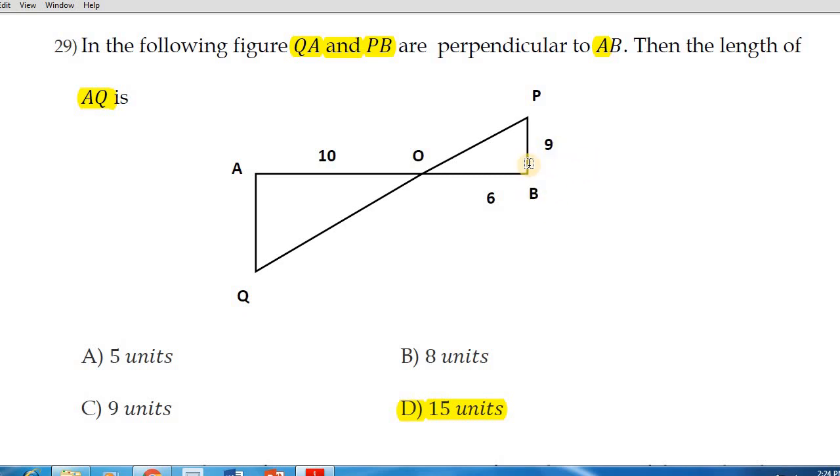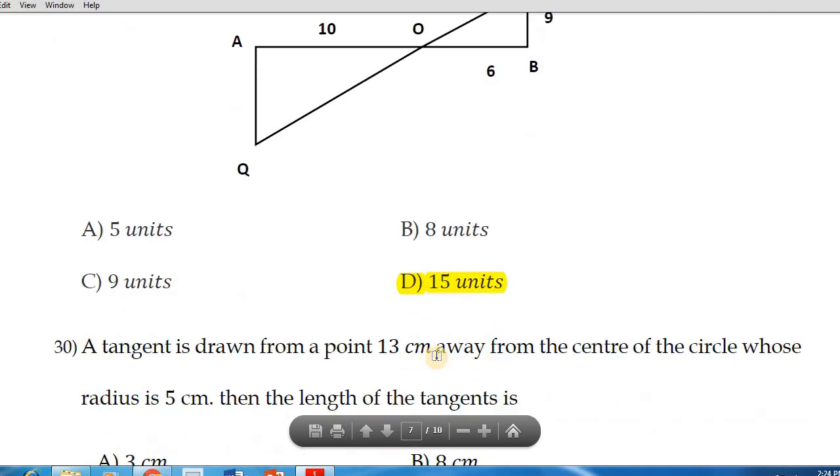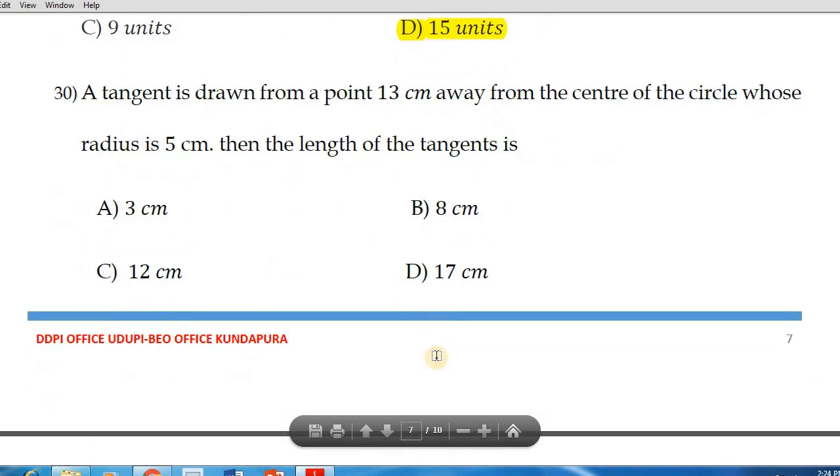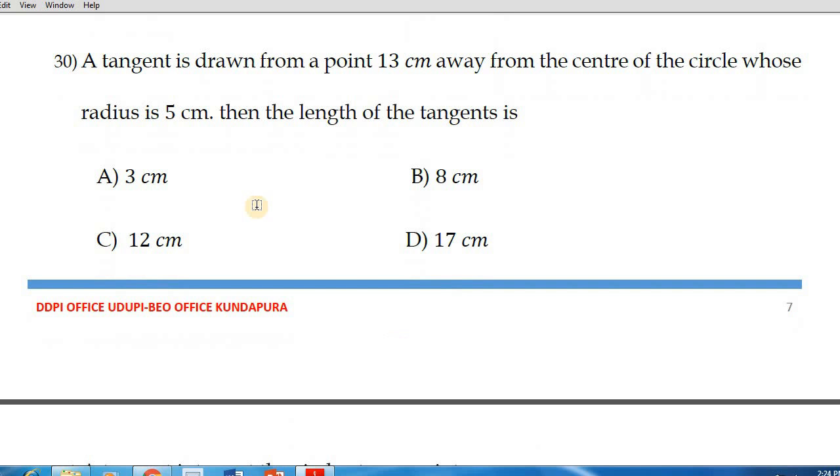So 9, you can divide by 3. So 3 times 3 is 9. Then 3 times how much is 5? 5 times how much? So that is 15. So AQ will be equal to 15 units. So sometimes by using common sense also you can answer such kinds of questions.